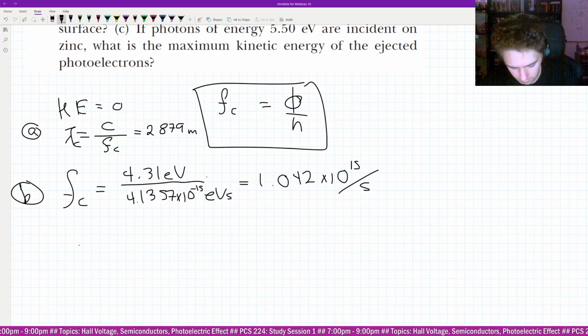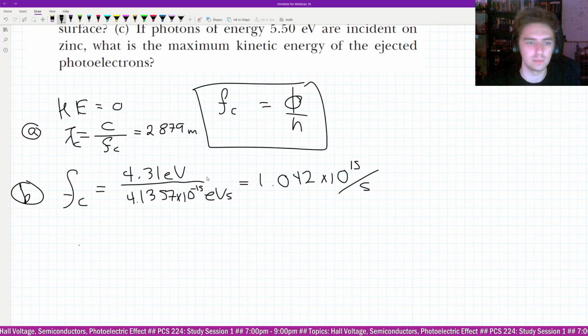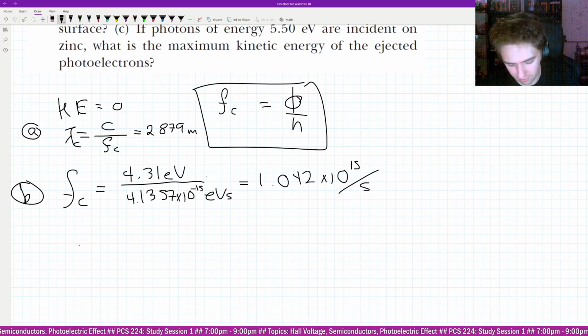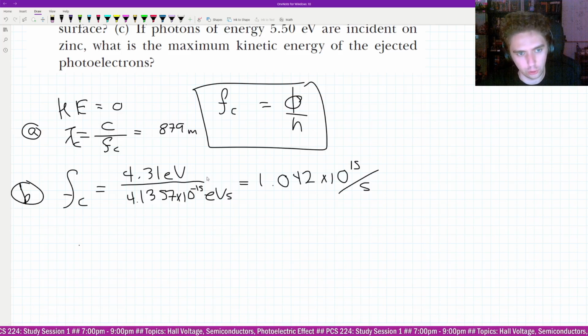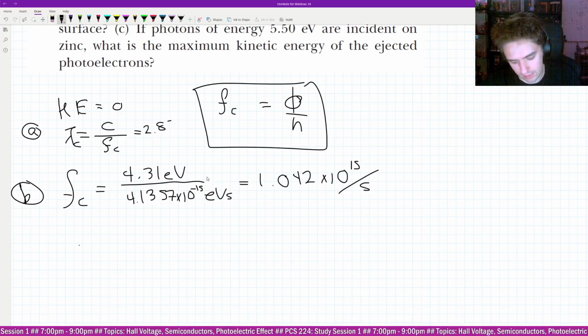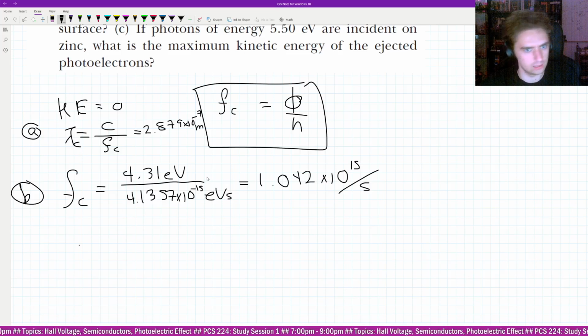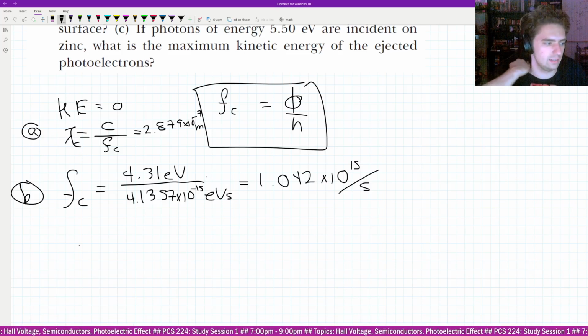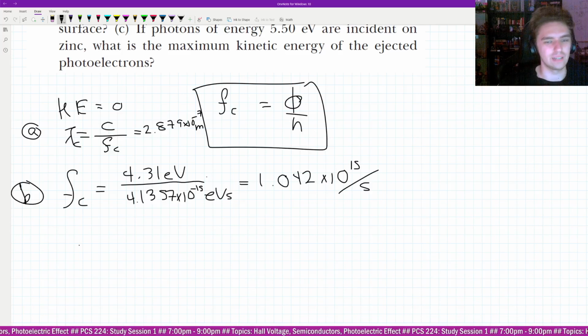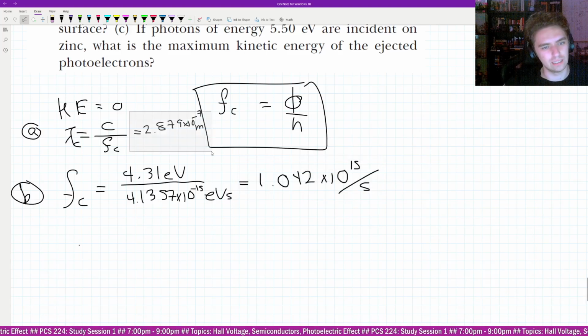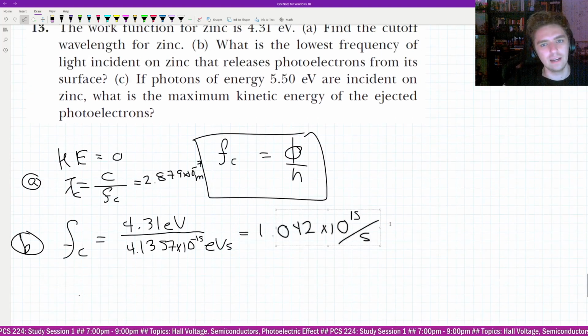4.31 over 4.1357 times 10 to the negative 15. Yeah, that's supposed to be a 15 there, not a 5. So then it's going to be 3 times 10 to the 8, which is 2.879 times 10 to the negative 7 meters. Is that what you said just now? Yeah, okay, there we go. And then that's the frequency. So that was the wavelength, and now that's the frequency.